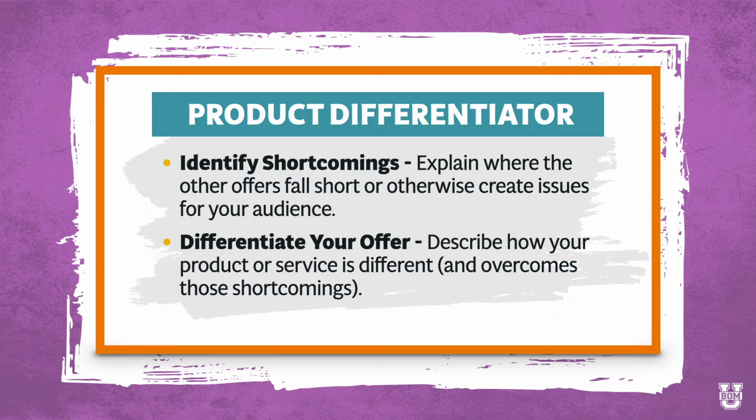Then differentiate your offer. Describe how your product or service is different and overcomes those shortcomings. So again, if you're in a space where, for example, they're choosing between your product, which is very niche and very specific just for your audience, or a more general product, that can be what you say. You say, look, this is developed just for you. It's not for everybody. And because of that, it's tailored to your very particular needs, your very particular situation. That would be an example of how you could do a product differentiator. But what you've got to do is figure out the shortcomings of the other offers, and then describe your product and how it overcomes them.